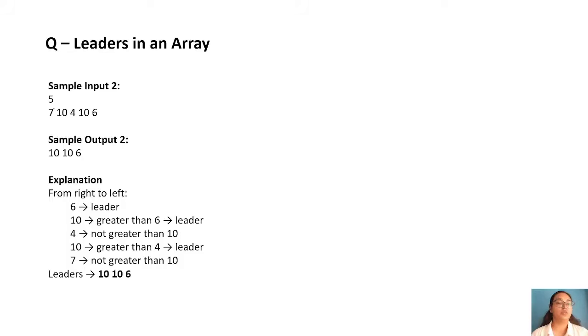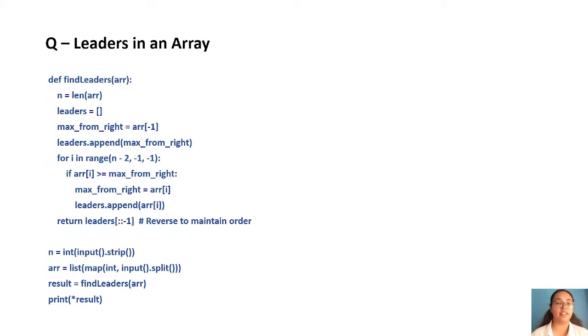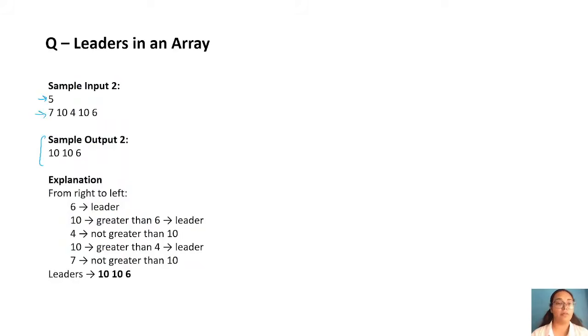This is sample input 2, where you have 5 as the size of an array, and then you have an array given to you. So let's take this one for the dry run, and here we have the code, right? So let's take this particular array. You are given n, that is 5, and you are given 7, 10, 4, 10, 6.